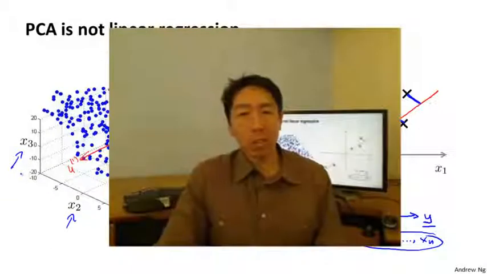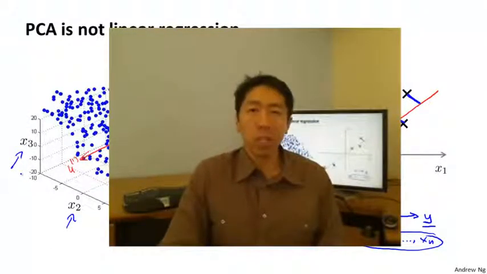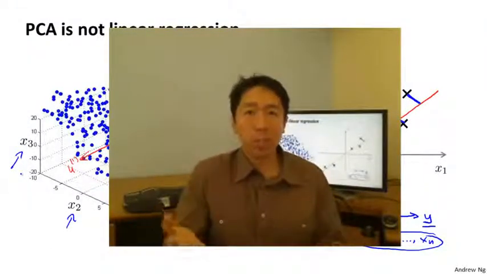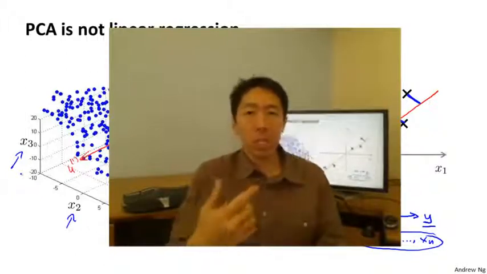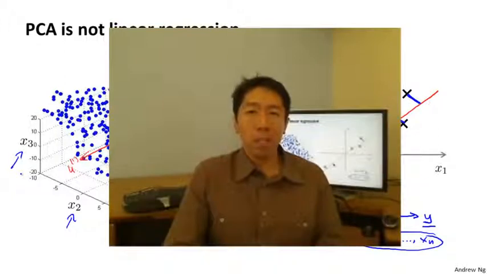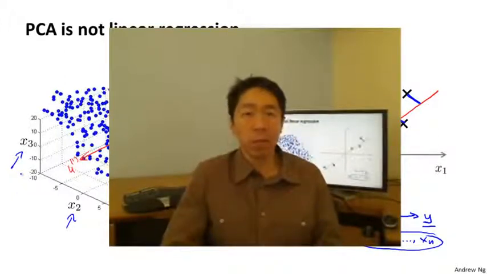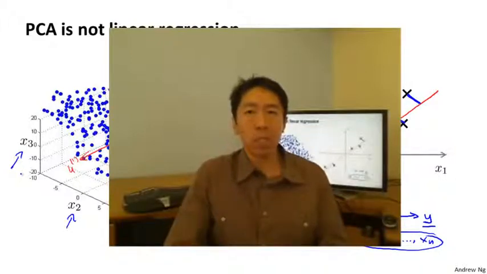So hopefully you now understand what PCA is doing. It's trying to find a lower dimensional surface onto which to project the data so as to minimize this squared projection error, to minimize the squared distance between each point and the location of where it gets projected. In the next video, we'll start to talk about how to actually find this lower dimensional surface onto which to project the data.